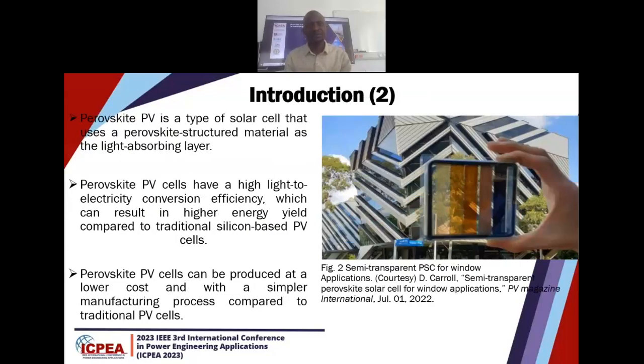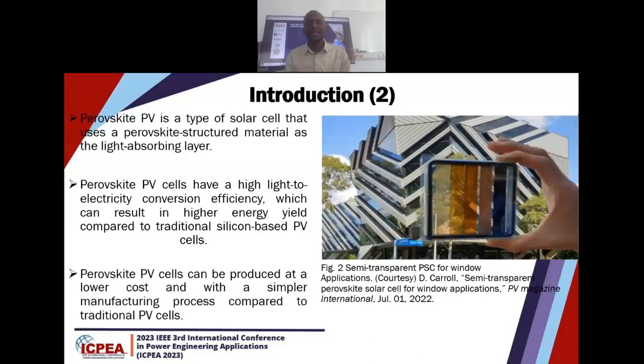A perovskite PV is a type of solar cell that uses a perovskite structural material as the light absorbing layer. Also, the perovskite PV cell has a high light-to-electricity conversion efficiency, which can result in high energy yield compared to the traditional silicon-based PV cell.